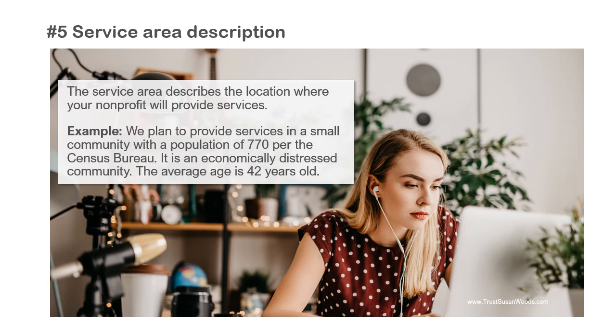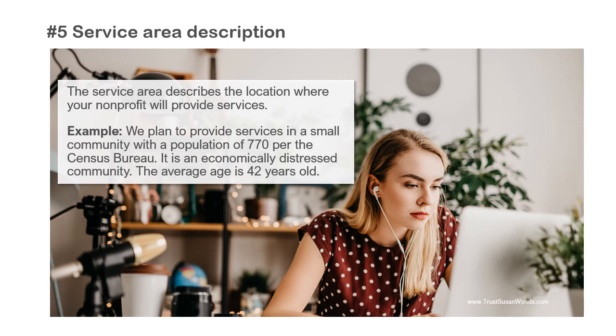So don't worry if your service area is a small area or even a community or a town. An investor wants their money to have an impact on the people who live in that area. For example, we plan to provide services in a small community with a population of 770 per the Census Bureau. It is an economically distressed community. The average age is 42 years old. So this gives a little description of the service area where this nonprofit organization plans to offer services.